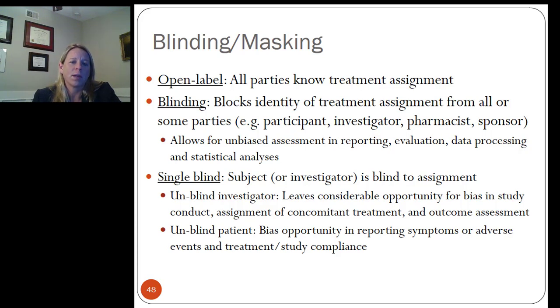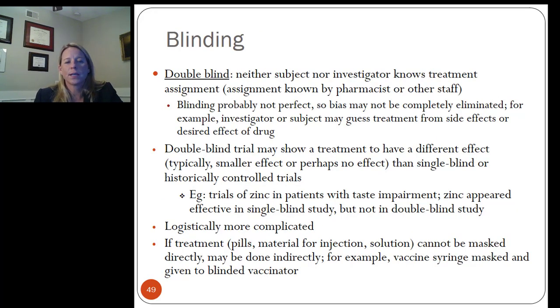So the first kind is single blind, and this is simply when either the subject participating in the trial or the investigator performing the assessment on the patient is blinded to the treatment assignment for that subject. And the choice between the patient or the investigator being blinded really is driven by what the overall goal is in attempt to reduce the bias. The second kind of blinding is a double-blind approach, and this is when neither the subject nor the researcher knows the treatment assignment for their subjects involved in the trial.